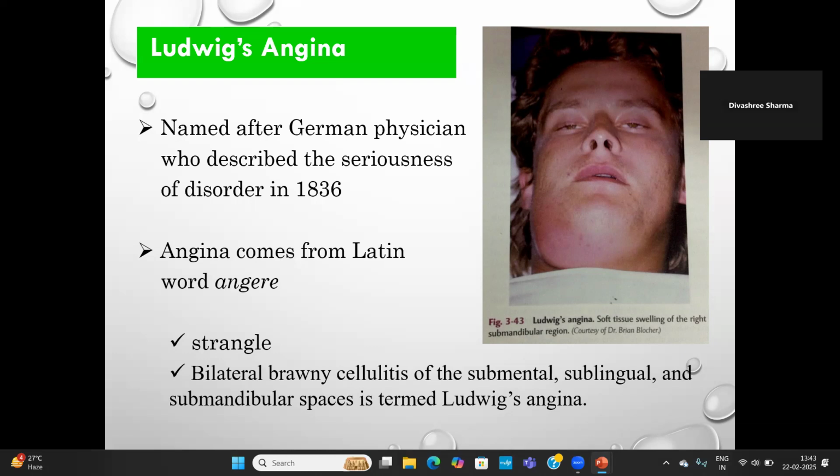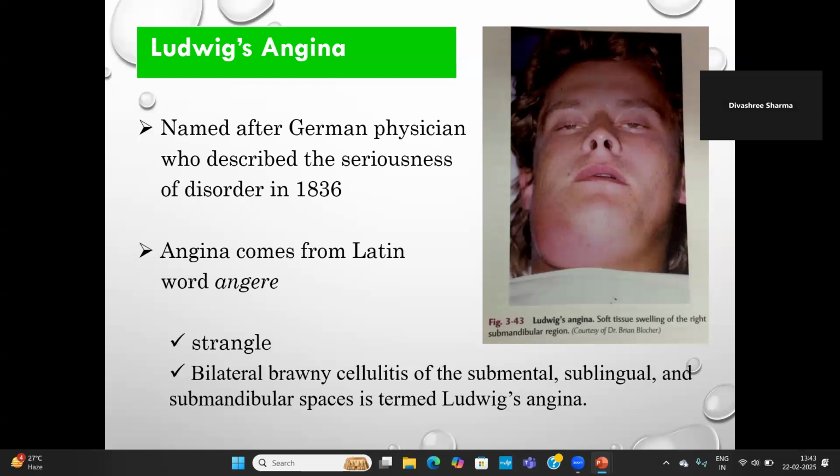What is Ludwig's angina exactly? It is the bilateral brawny cellulitis of the submental, sublingual, and submandibular spaces. Okay. So, what are the key points to remember? It is a brawny cellulitis, and it occurs because of the involvement.